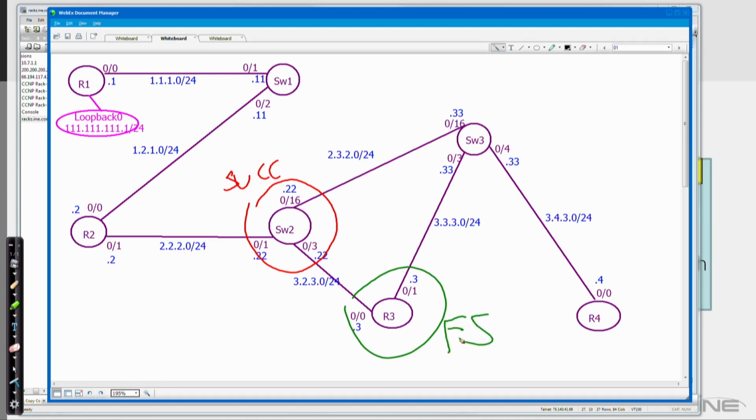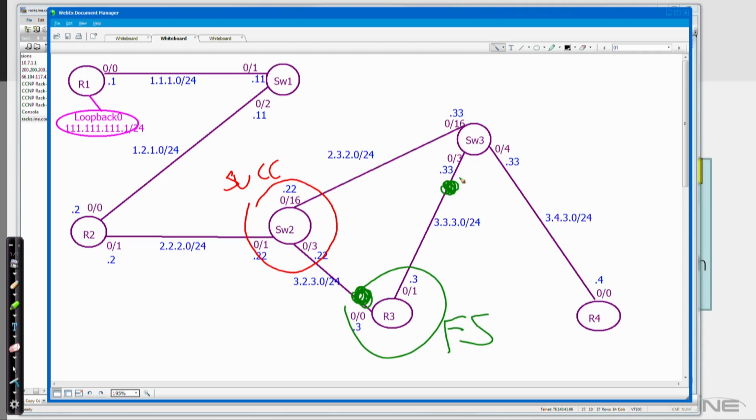In other words, I don't want him to be quite as good as switch 2. What can I do about that? Well, there's a couple of things. I could make some changes to this interface right here, make that interface look worse than it really is, maybe lower the bandwidth, increase the delay, or I could make some changes to this interface right here and lower the bandwidth or increase the delay.